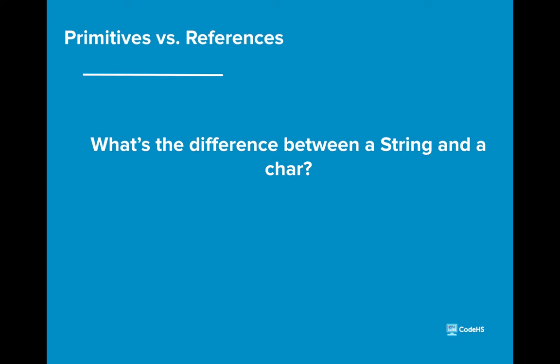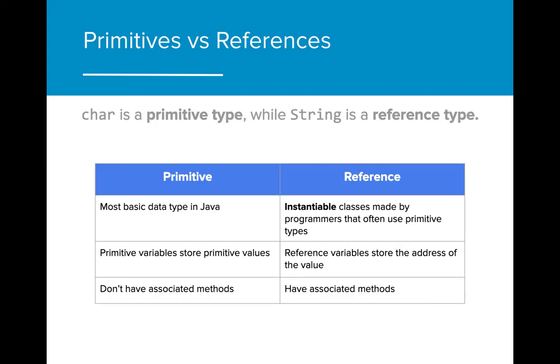You might be wondering, why are there two different types of character variables in string and char? The big difference is that char is a primitive type, while string is a reference type. Primitive types are considered the building blocks of programming languages, while reference types are types that have been created by programmers using those primitive types. String, for example, is a variable type that was created using char variable types and has its own functionality that has been created by programmers.